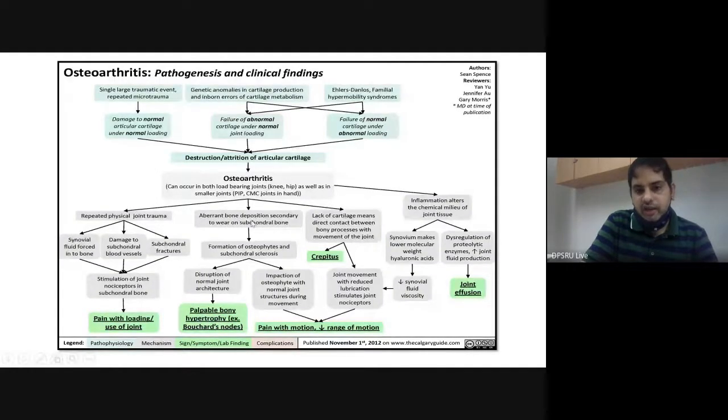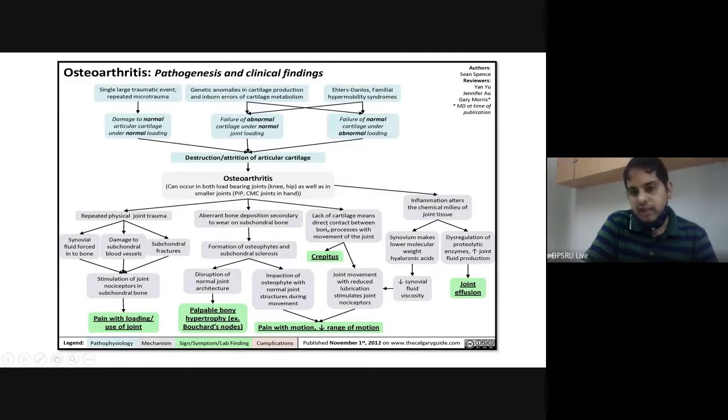Another thing is aberrant bone deposition around the subchondral bone, of course, with formation of osteophytes and subchondral sclerosis, disruption of normal joint architecture, and palpable bone hypertrophies, like nodes, which form in the hand. It has been observed in many patients of osteoarthritis. Impaction of osteophytes with normal joint structure during movement means pain will happen with motion and decrease with the decrease in motion.